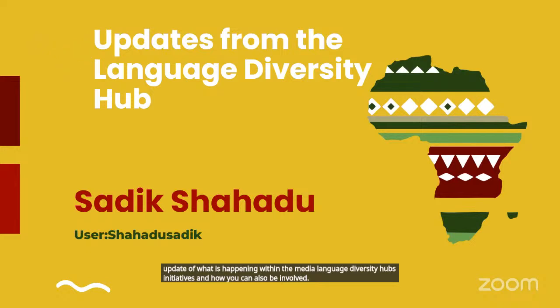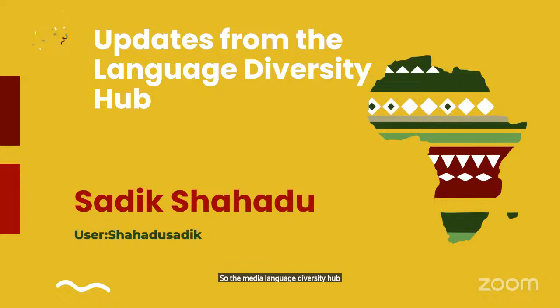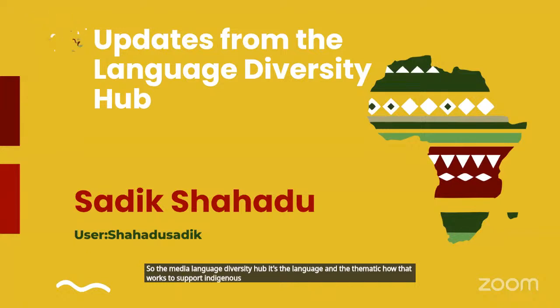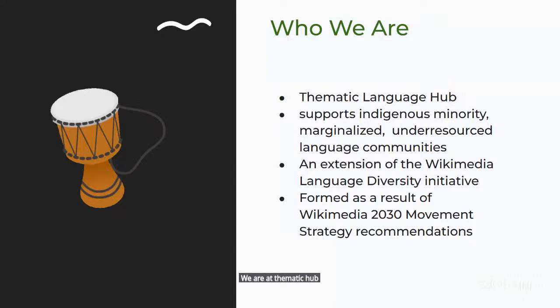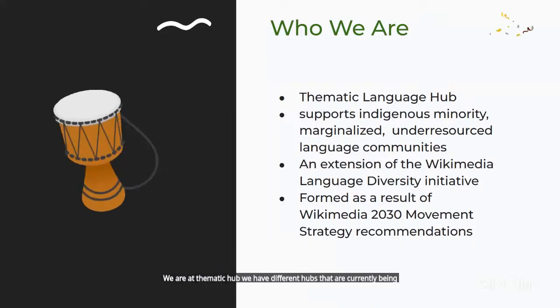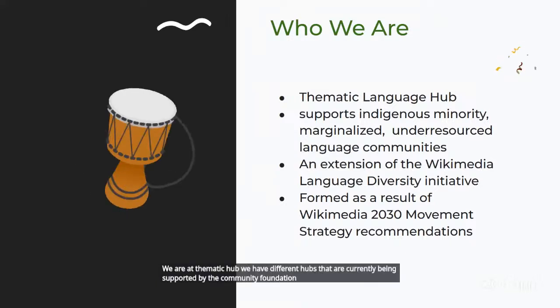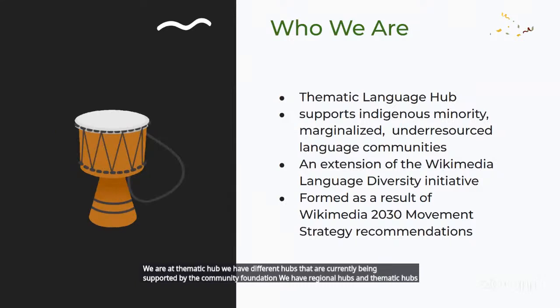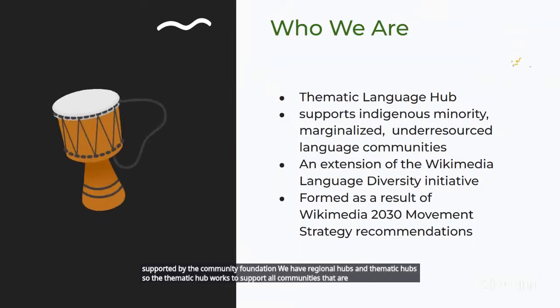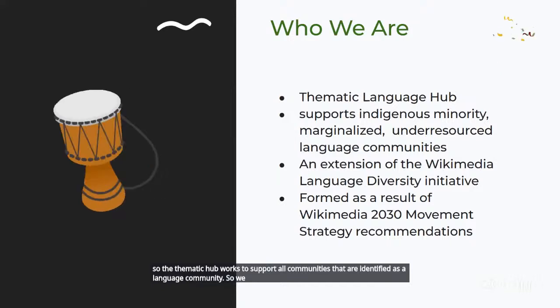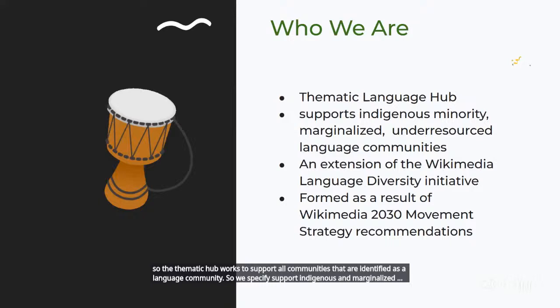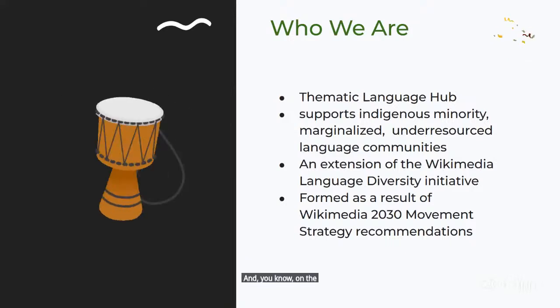So the Wikimedia Language Diversity Hub is a language and a thematic hub that works to support indigenous language media communities by providing both human and technical support to individuals and communities that are currently working on language-specific projects. We are a thematic hub. We have different hubs that are currently being supported by the Wikimedia Foundation. We have regional hubs and thematic hubs. So the thematic hub works to support all communities that are identified as language communities. So we specifically support indigenous and marginalized language and underrepresented and under-resourced language communities across the movement.